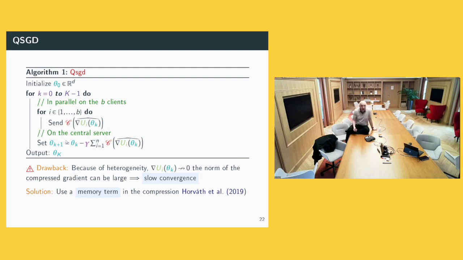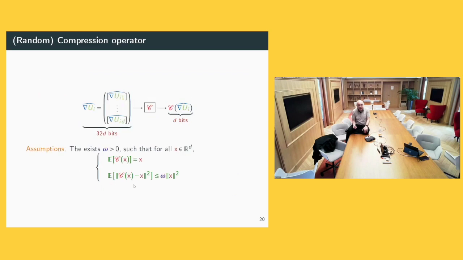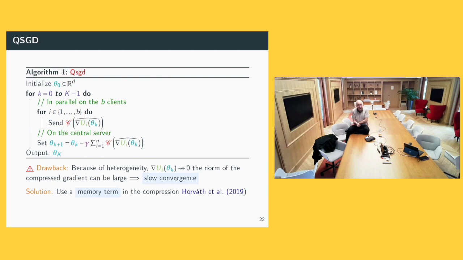In fact, it doesn't work very well, and it doesn't work very well because the quantization error remains large. And why does it remain large? It is because at convergence, of course, the gradient for each individual client is not going to 0. And the norm of the compressed gradient can be large. Remember that we have assumed that the difference between x and C of x scales like the norm of x squared. Because the norm of the gradient can be large, it means that you will have at convergence a rather large error.